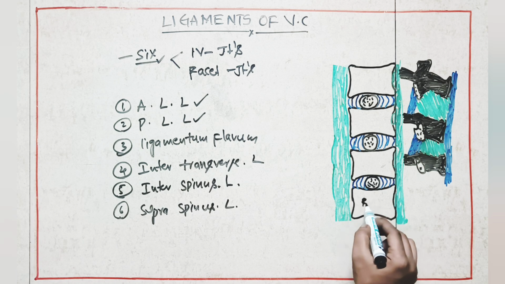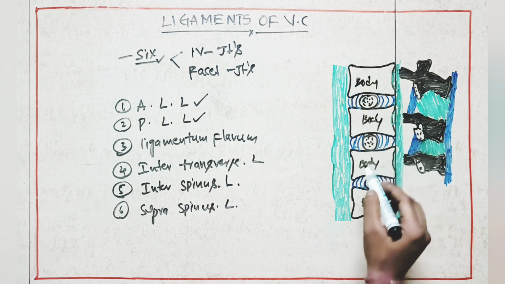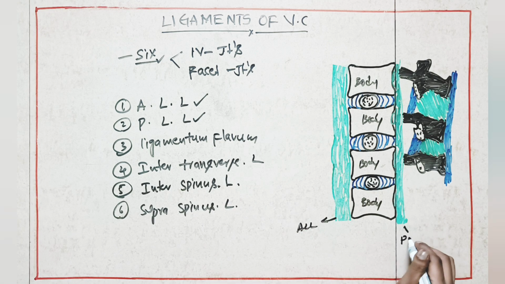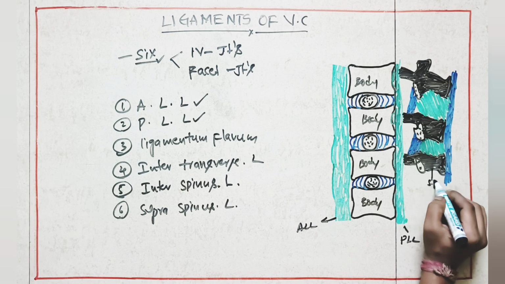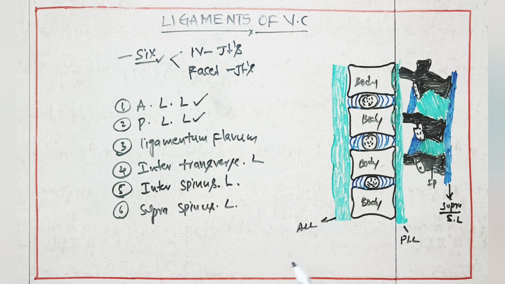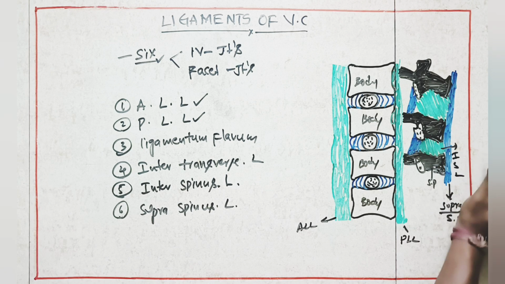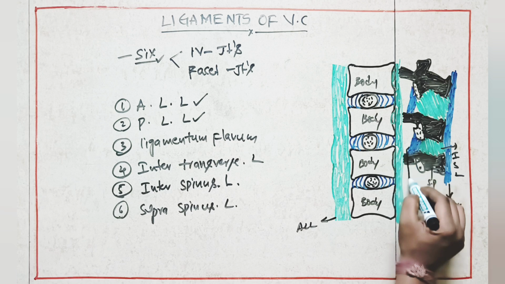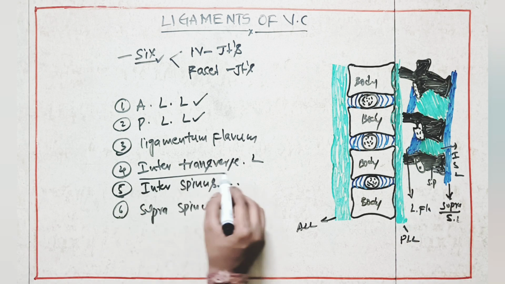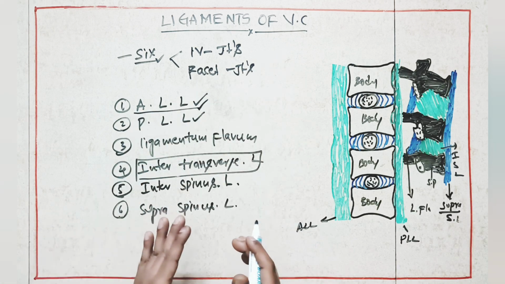See, this is the body of the vertebra. This is the IVD. This is the anterior longitudinal ligament, anterior to the body. This is the posterior longitudinal ligament. Suppose this is the spinous process, this ligament is the supraspinous ligament. The ligament between two spinous processes is the interspinous ligament. The ligament which we are seeing here is the ligamentum flavum. One more ligament will be there, that is the intertransverse ligament. I'll show this ligament when we are discussing it. So now first we'll see the anterior longitudinal ligament in detail.